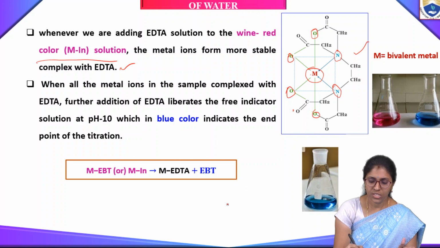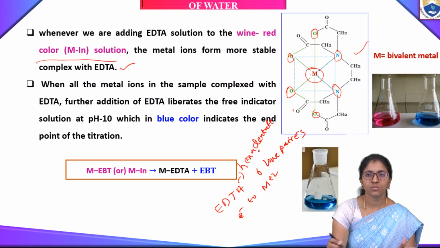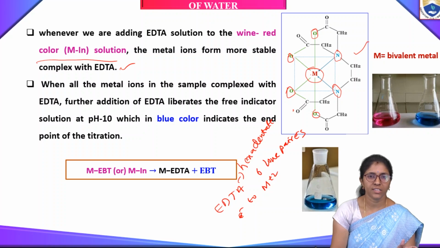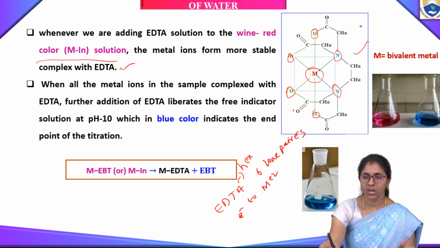So this EDTA donates 6 lone pairs of electrons to the bivalent metal ion to form a more stable complex. So it can act as a hexadentate ligand. This is the structure of the complex formed by the metal ion and EDTA.